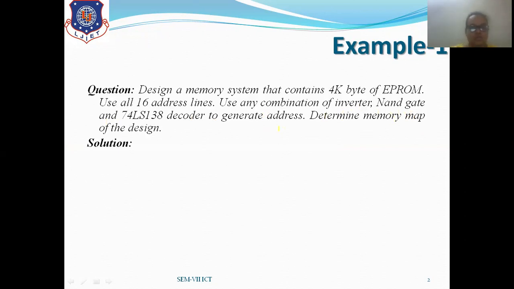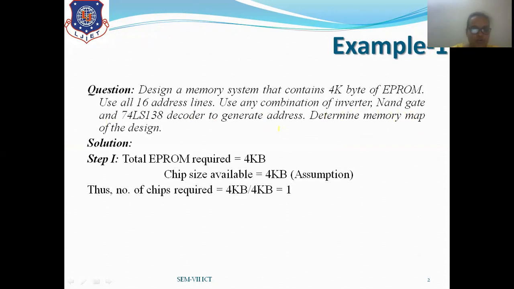Now let's go to the solution. So what is step 1? Step 1 is the total EPROM required, that is 4 KB. Here we have taken an assumption that the chip size is also available, an IC of 4 KB. If it is not given in the question, we take this assumption. If the question says we need to use 2 KB ICs, then we need to use 2 ROMs connected successively.